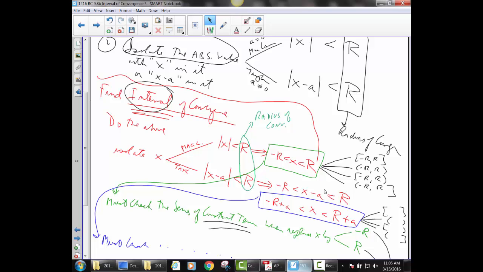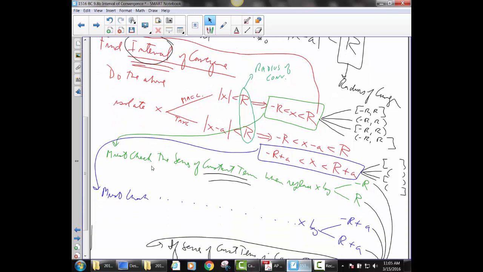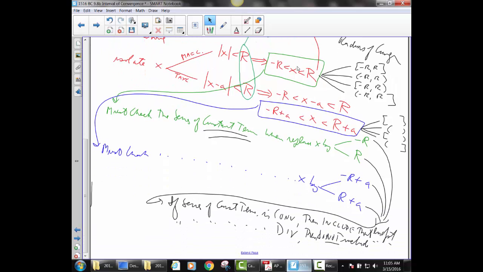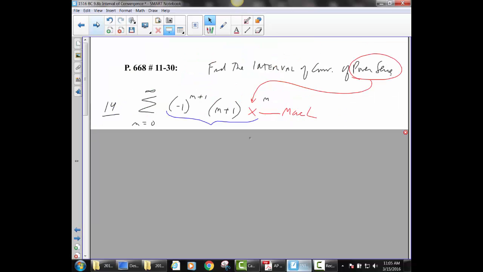Same thing here. This becomes x minus a is between negative r and r, which means x is between negative r plus a and r plus a. Again, you're going to have to check the series of constant terms when you replace x by negative r and by r for Maclaurin's, and for Taylor, same idea. You're going to have to replace x by negative r plus a and replace x by r plus a to see whether you get convergent or divergent series of constant terms. So if the series of constant terms is convergent, you'll include the endpoint. If it's divergent, you will not.